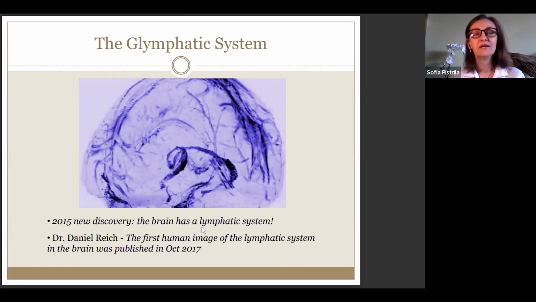I kind of knew it, because I just went through the logic. Nobody told me about it, but I thought it only made sense: if the whole body has this amazing lymphatic system, why would the brain not have that? But anyway, this is the first picture, by Dr. Daniel Reich, that was published in 2017.